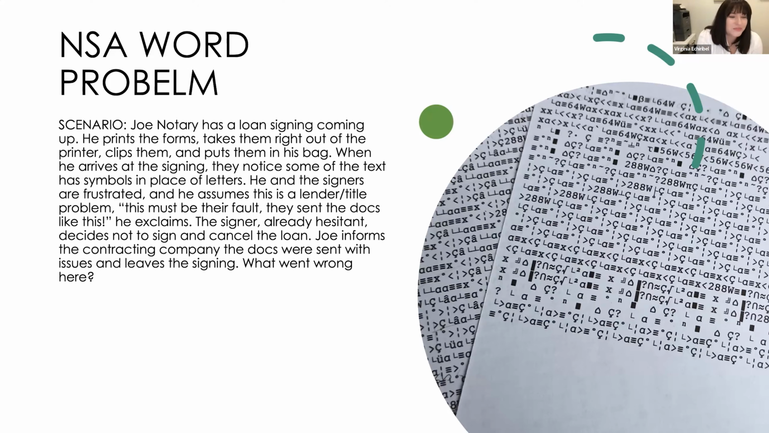So, okay, here's the scenario. Joe Notary has a loan signing coming up. He prints the forms, takes them right out of the printer, clips them, puts them in his bag. When he gets to the signing, they notice some of the text has symbols in place of letters. He and the signers are frustrated and he assumes that this is a title lender problem. This really must be their fault. They sent me docs like this, he exclaims. The signer, who is already hesitant, decides not to sign and cancels the loan. Joe informs the contracting company that docs were sent with issues and leaves the signing.